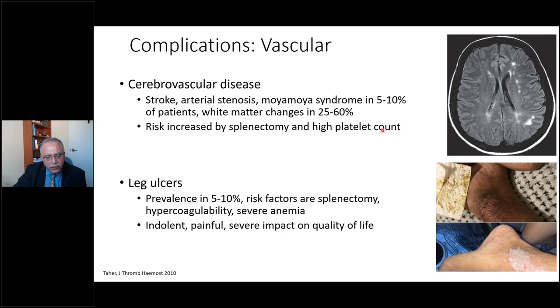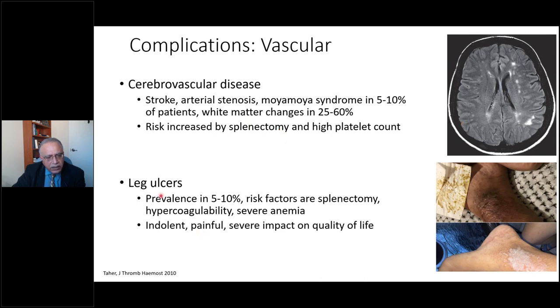The first one, and a very concerning site, is cerebrovascular disease. Multiple different abnormalities have been described, like stroke, arterial stenosis, Moyamoya syndrome, and white matter changes that are shown here. The long-term impact of some of these changes is not clear, but it is very concerning about the severity of the disease itself. And the risk for all of these complications is increased by splenectomy, as I've mentioned before.